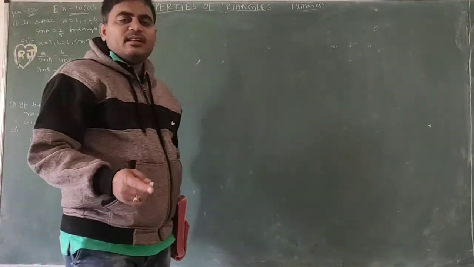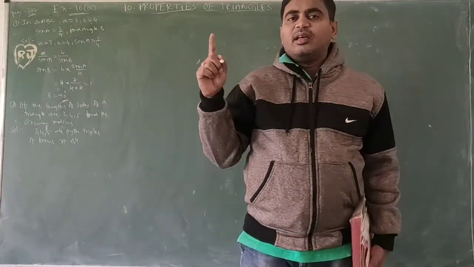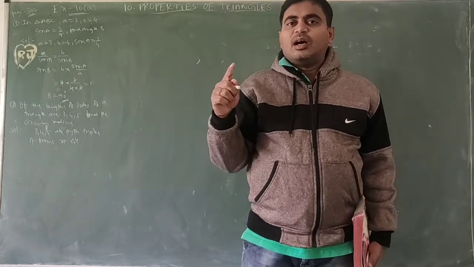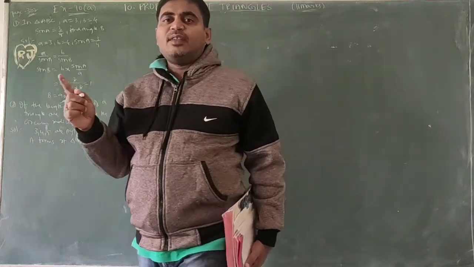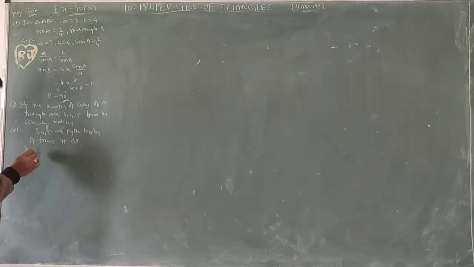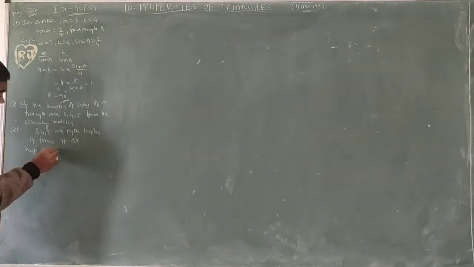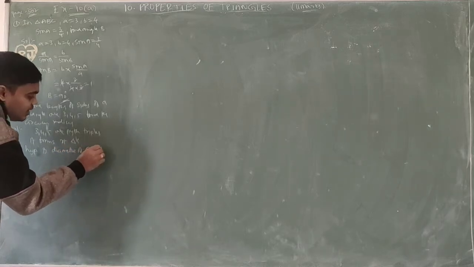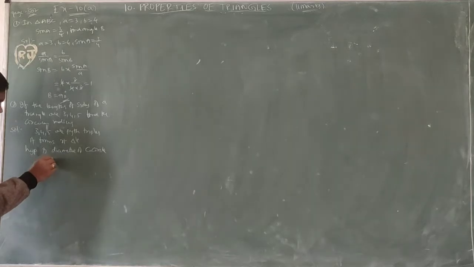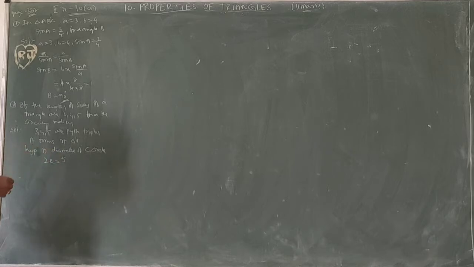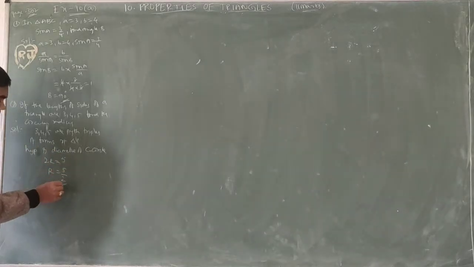For a right angle triangle, the hypotenuse is the diameter of the circumcircle. So 2r equal to the diameter. What is the diameter? Hypotenuse 5, so diameter equal to 5, r equal to 5 by 2. So this is the circumradius.